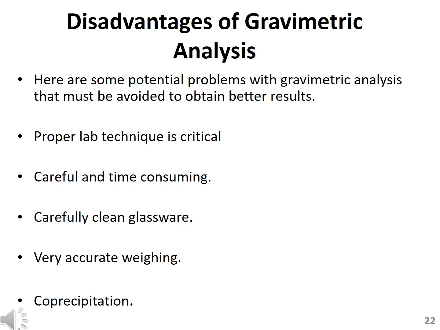It requires very accurate weighing. For this you need to have an analytical balance of high accuracy. And then co-precipitation is a common phenomenon which decreases the purity of the precipitate. So in order to get a high purity precipitate, you need to minimize the chances of co-precipitation.